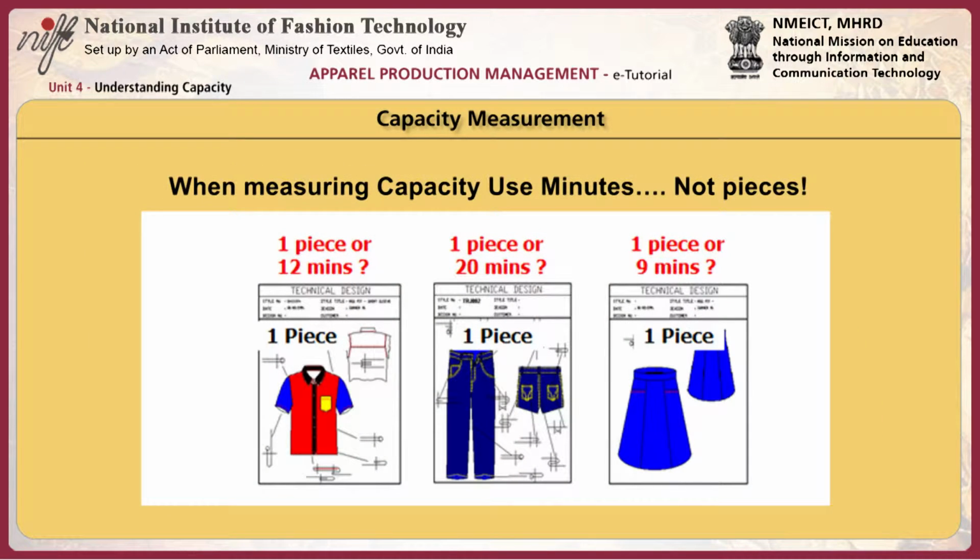Capacity measurement. When measuring capacity, use minutes, not pieces, as different products will have different SAM values. For example, 12 minutes are taken by a t-shirt, 20 minutes by a pair of jeans and 9 minutes for a skirt. So, capacity measurement is done in units of output, that is number of garments produced, or in terms of input, that is number of hours or days.